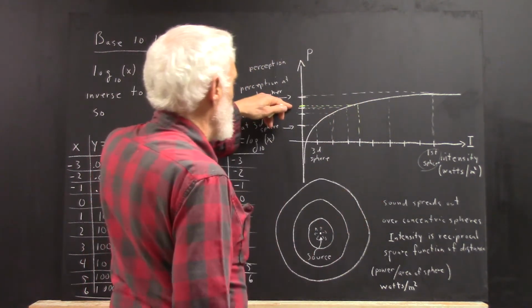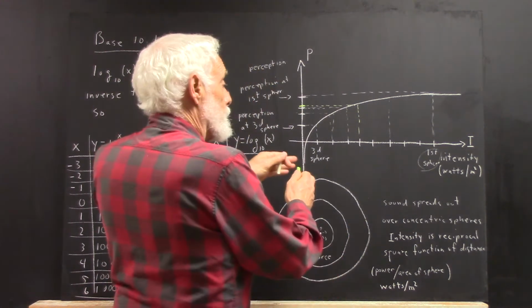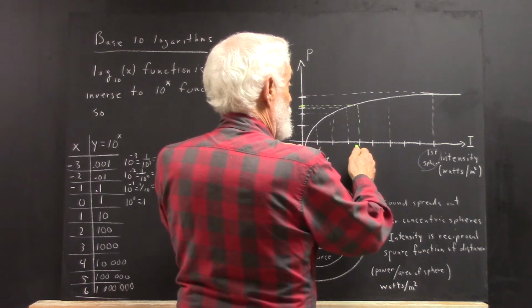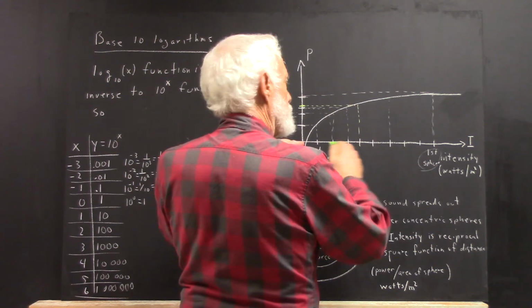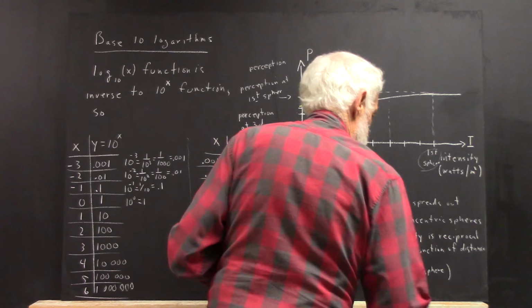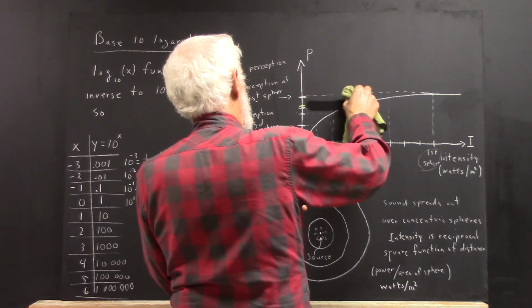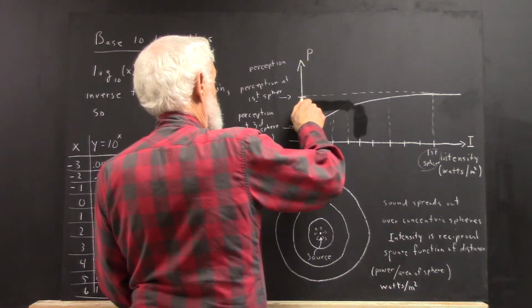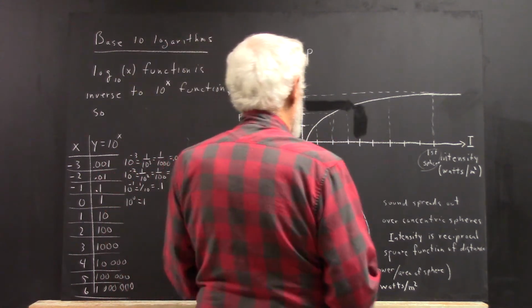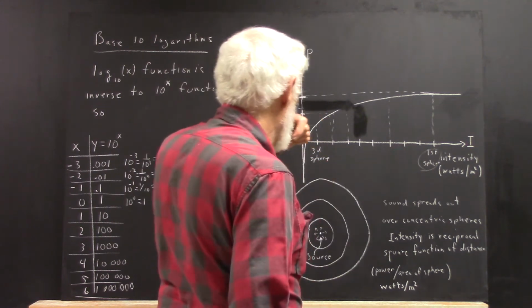And if we go to the second sphere, I'll do that in a different color. Here's the perception at the second sphere. Okay? It's 4 times the intensity. It's wrong. And I didn't do that. Or go ahead and acknowledge that I did. Okay, the intensity at the second sphere is 1/4 the intensity at the first sphere.